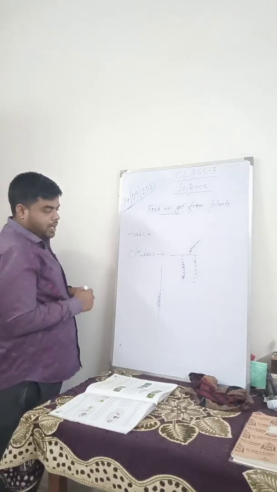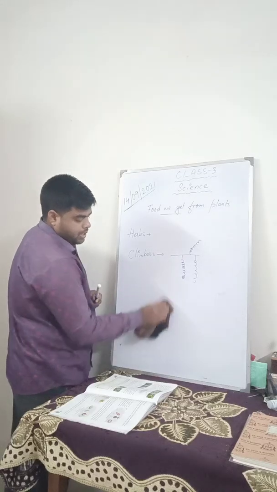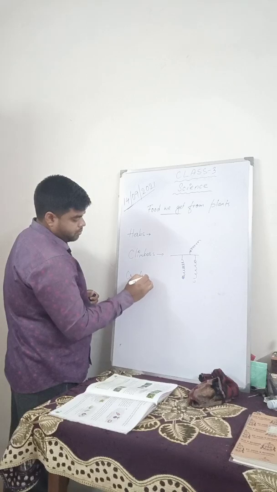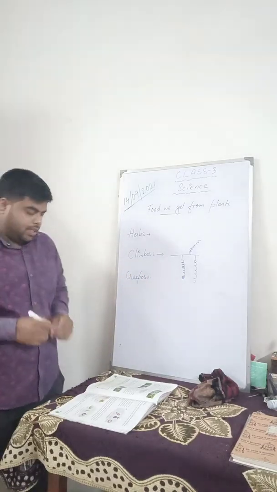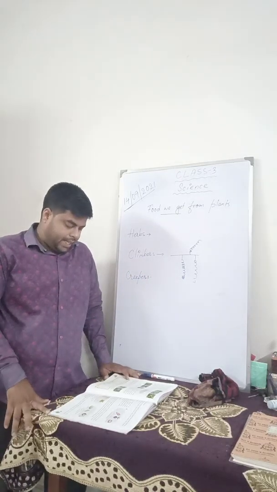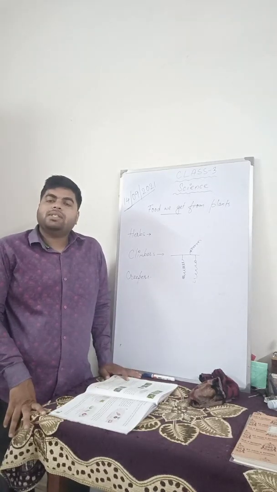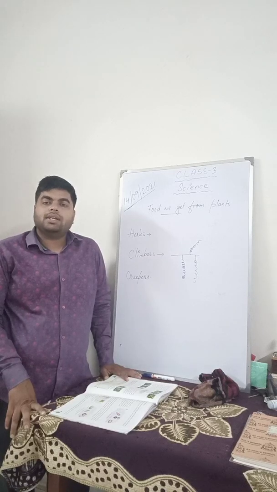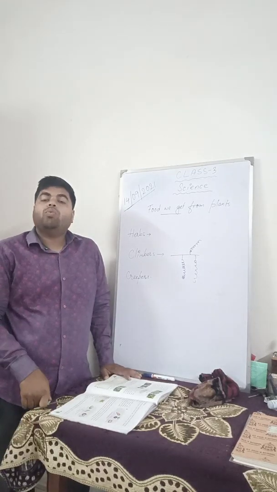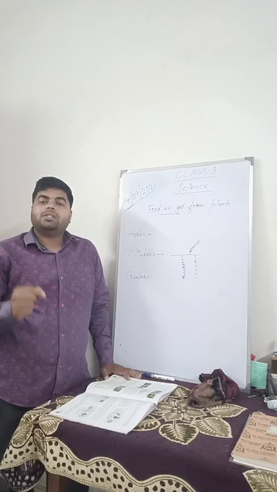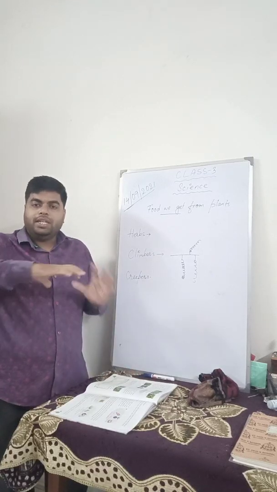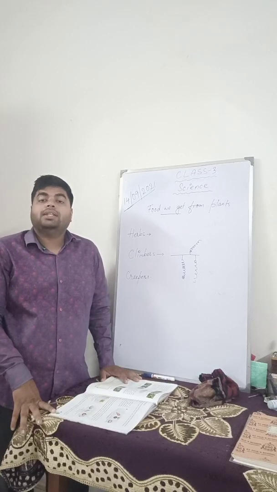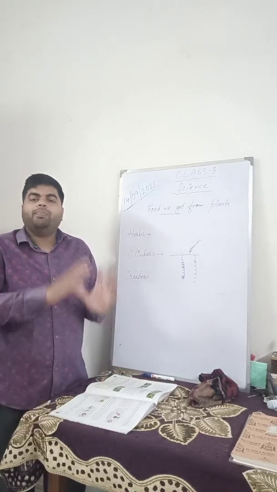The next is creepers. Creepers are plants with weak stems and thin branches. Creepers are almost like climbers. They also have thin branches and very weak stems. But the difference is that creepers grow very huge in size. They grow fruits or vegetables that are very big in size.